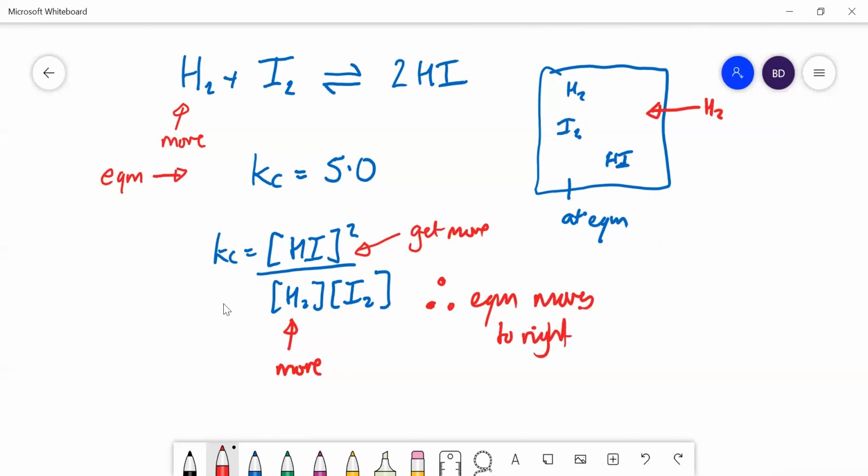So that's just a little bit about units, and how you have to be careful which way you state the equation, because that will affect the expression for Kc and the units for it. And then just a little bit of explanation about how that fits in with what we know about Le Chatelier's principle.